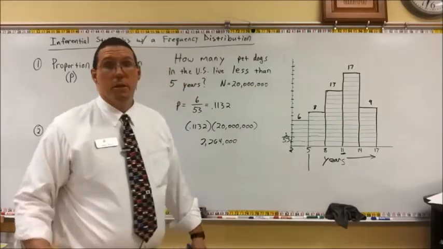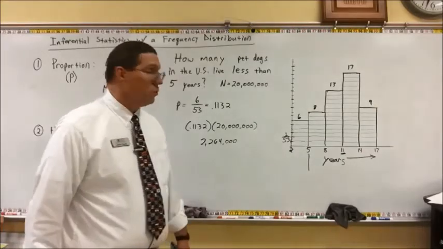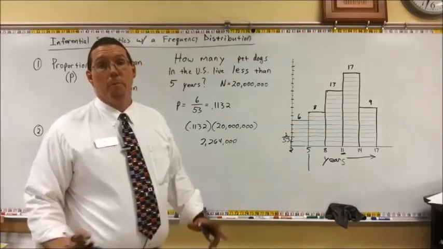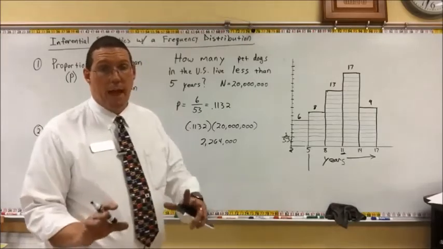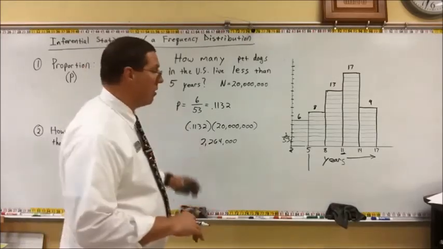Okay, how many pet dogs in the U.S. live less than 5 years? 2,264,000 dogs. Okay, remember, made up information. Don't get sad. Okay, I don't know the real numbers. I'm just saying this is how we calculate it.